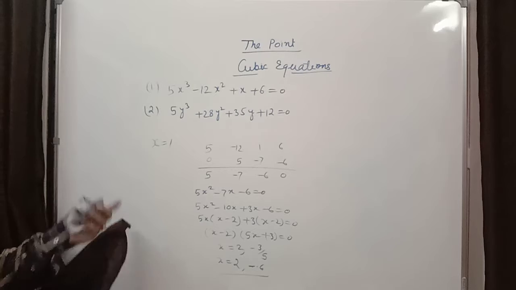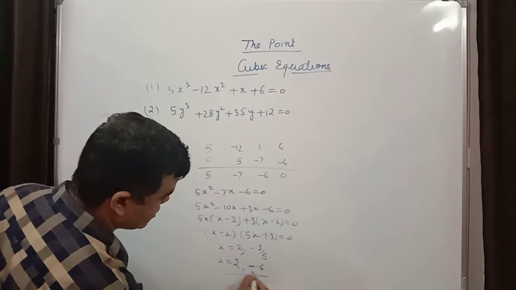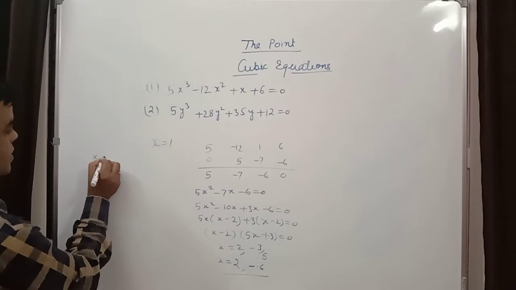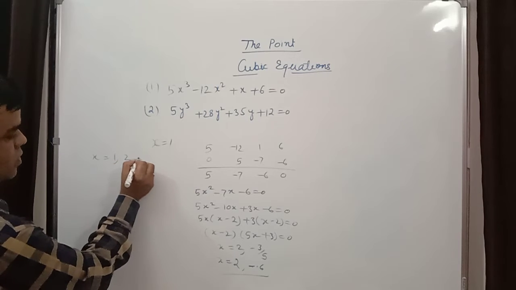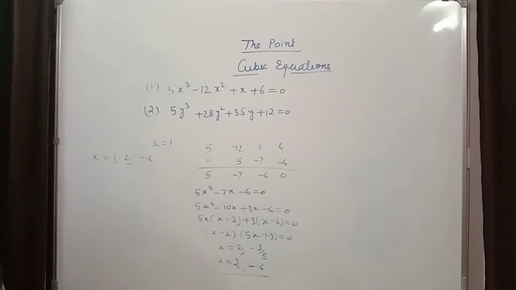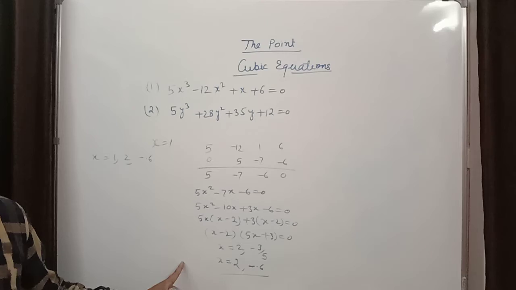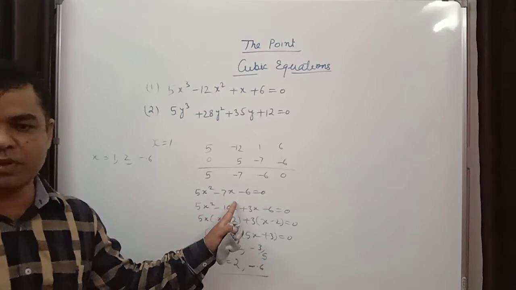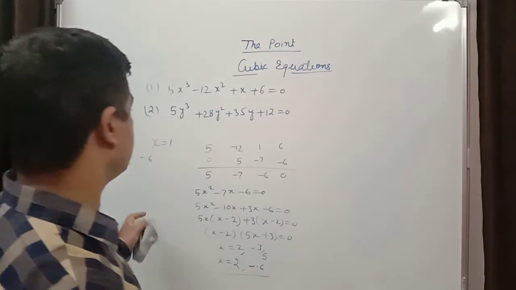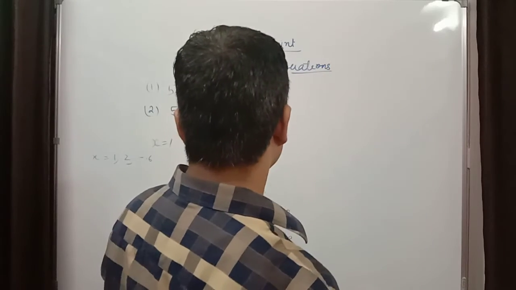Okay, and one value is x is equal to 1. So these are the three roots: x is equal to 1, 2, minus 0.6. These are the roots of x. This shortcut I have already told you in the previous video. By that you can do. Okay, so now take the other equation.